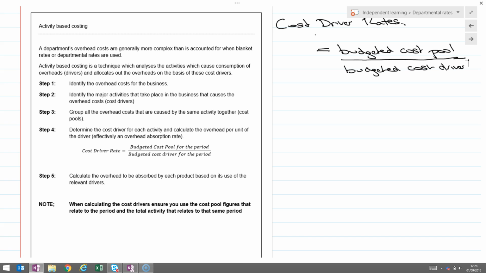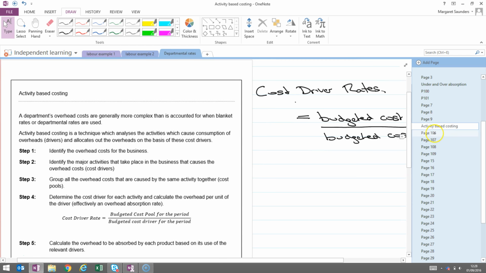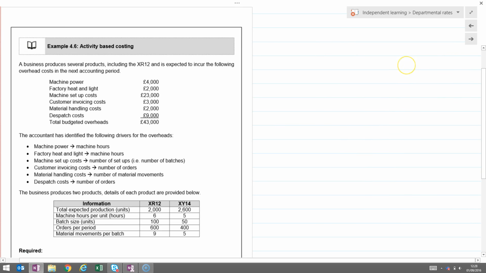So if we look at an example, this is on page 106. You may recognise these figures from earlier examples. So we're using the same figures as we've used before, but this time we're applying activity-based costing, and you will often just see it referred to as ABC costing. So we've got all our overheads. So step one was to identify the overhead costs for the business. So that's these.